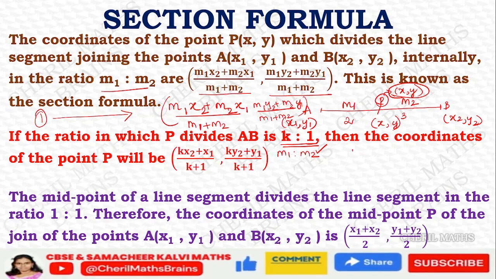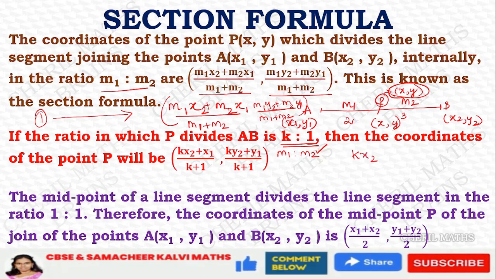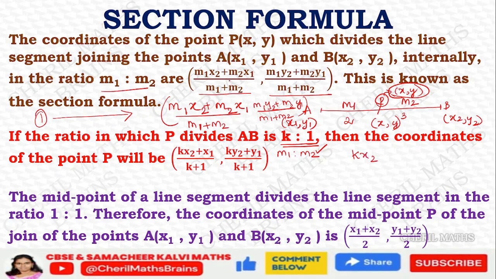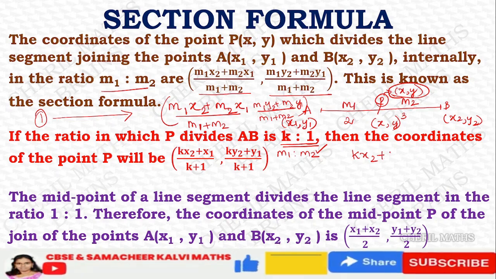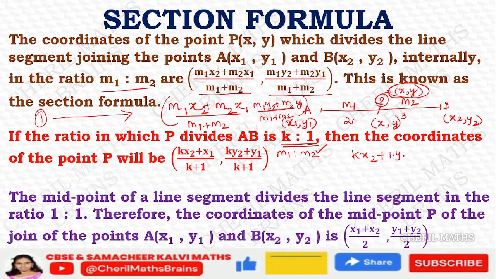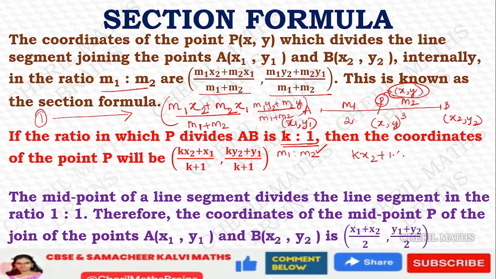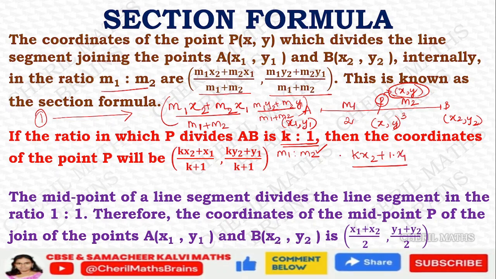Instead of m1, k. Instead of x2, the same x2 only you will have. So instead of m2, what you will have? You will have 1. So you will have 1 into x1, sorry, it is x1. And then divided by m1 plus m2.